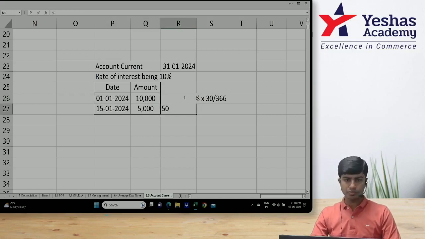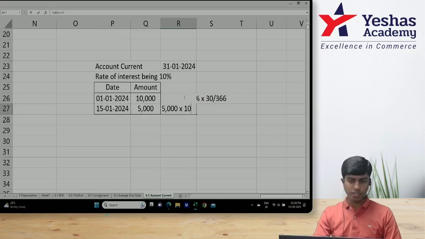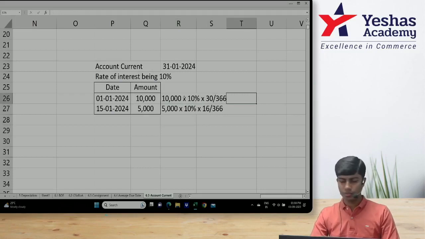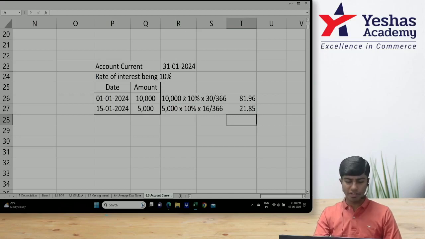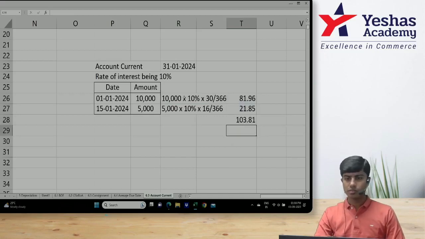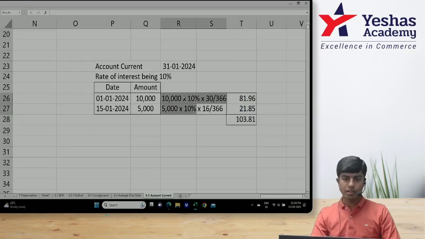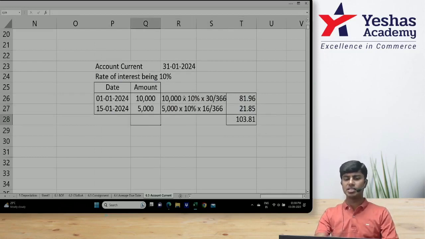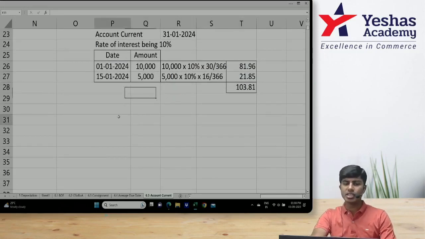Similarly, we'll do 5,000 into 10% into how many days? 16 by 366. What is the interest that we get? 81.96. Okay, and 21.8. Everyone agrees with me? That gives 103 point something. Correct. Here what do we do? We computed each transaction's interest from that day to year end. So there is another way to do this.